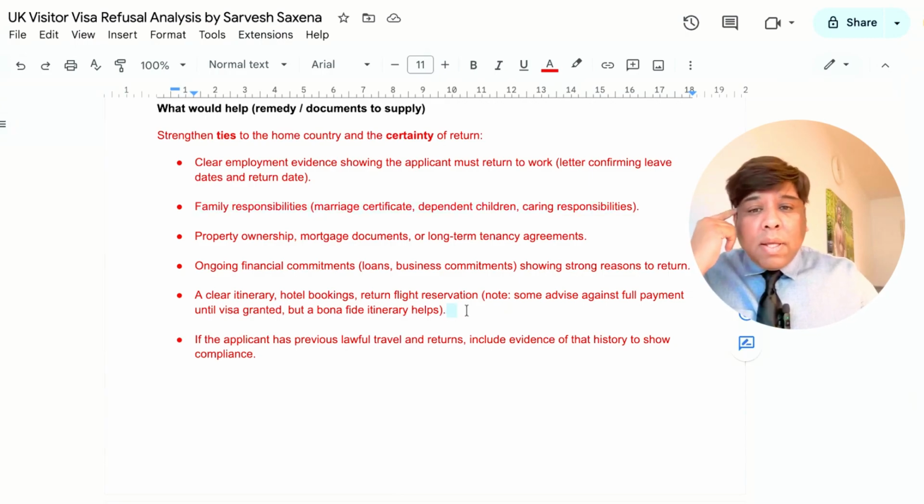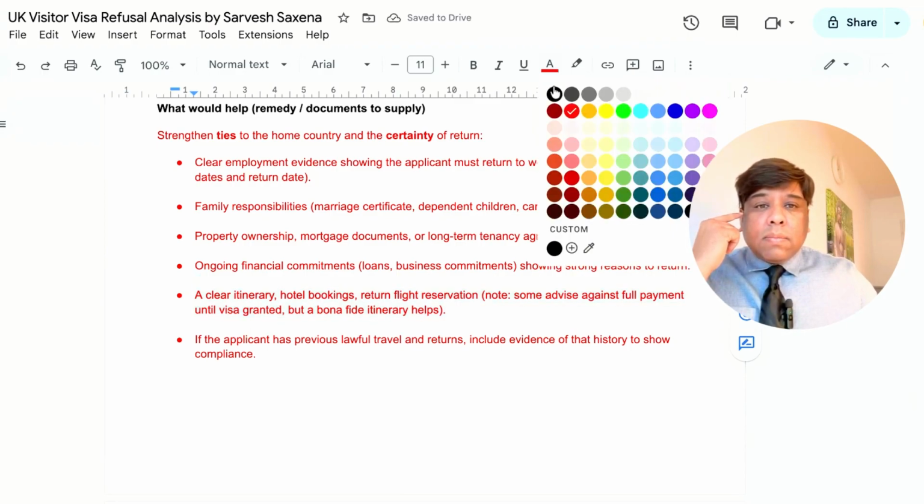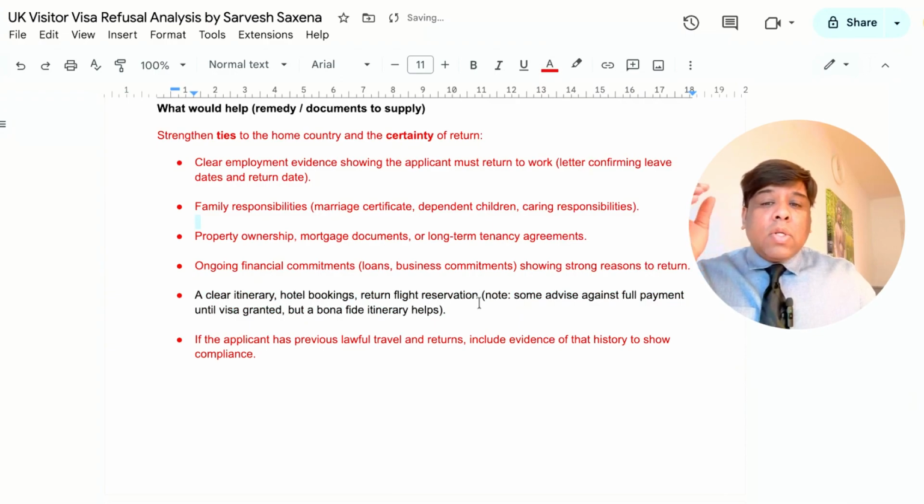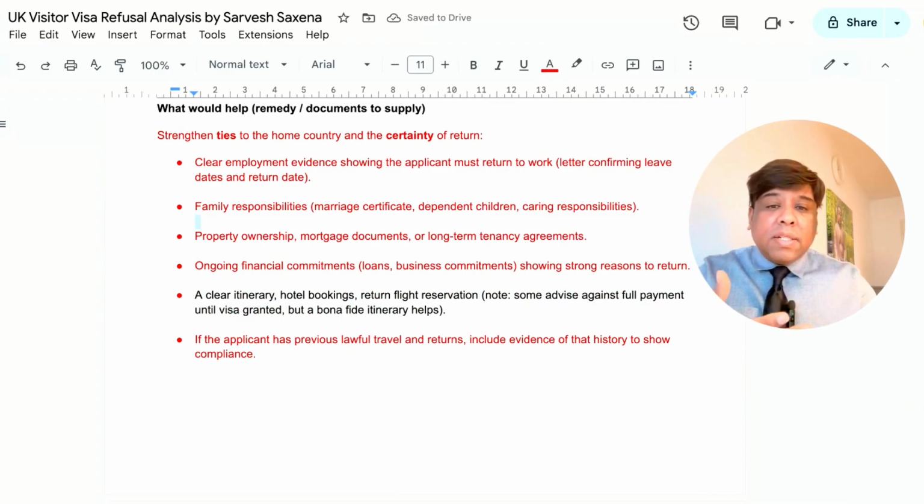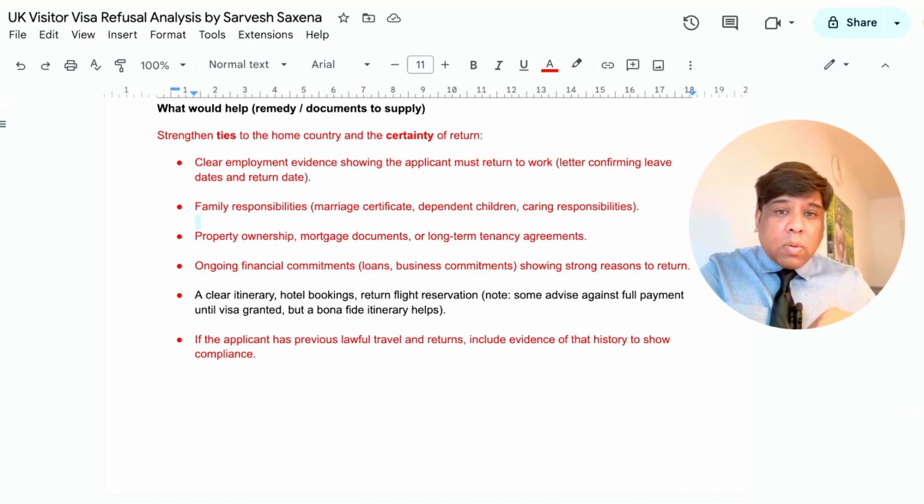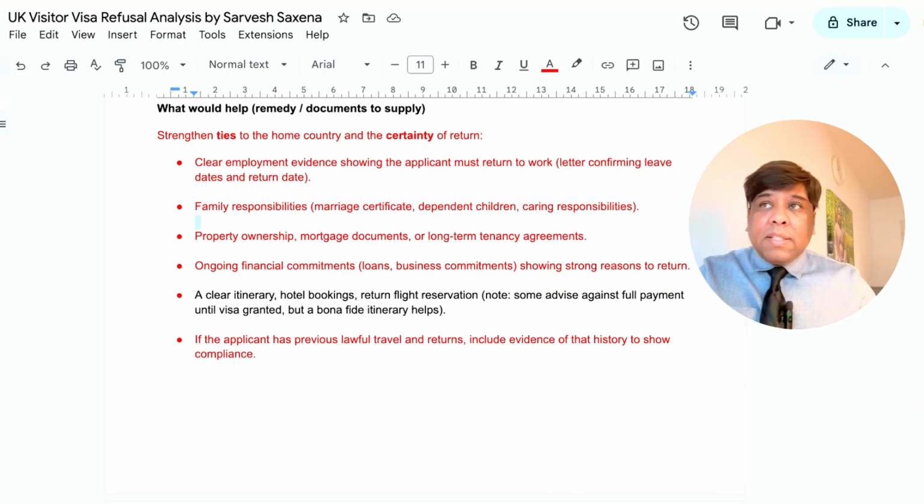Okay. Then another important thing that this person has not shown is this green part. He has not shown a clear itinerary of hotel bookings, return reservation, flight. So normally they advise you not to book the flights and accommodation until you get the visa, and you should not. But you can always go to booking.com, and you can see, on this date I will check in, and this date I will check out, and this is the cost per night, this is the hotel, this is the address, right? They ask you in the online visa application form.